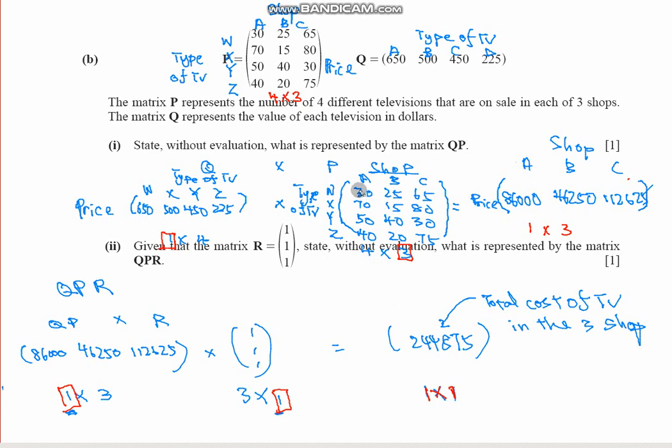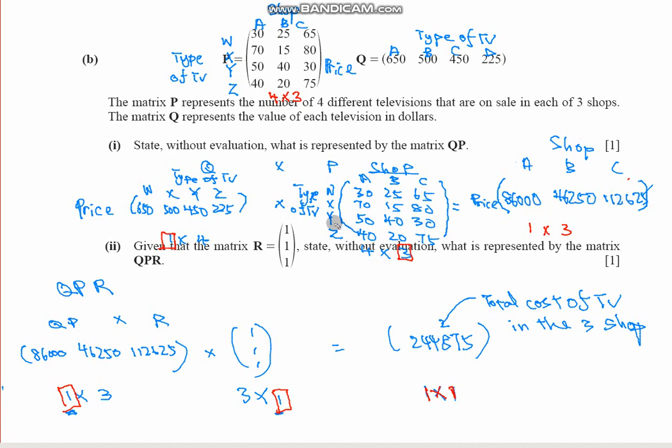That's how you look at it. Then you take this cost per unit multiplied by the quantities in shop B, and what you get here is the total cost of TV in shop B. Then similarly for the column here, taking this multiplied by the quantity in shop C, this is the total cost of TV in shop C.